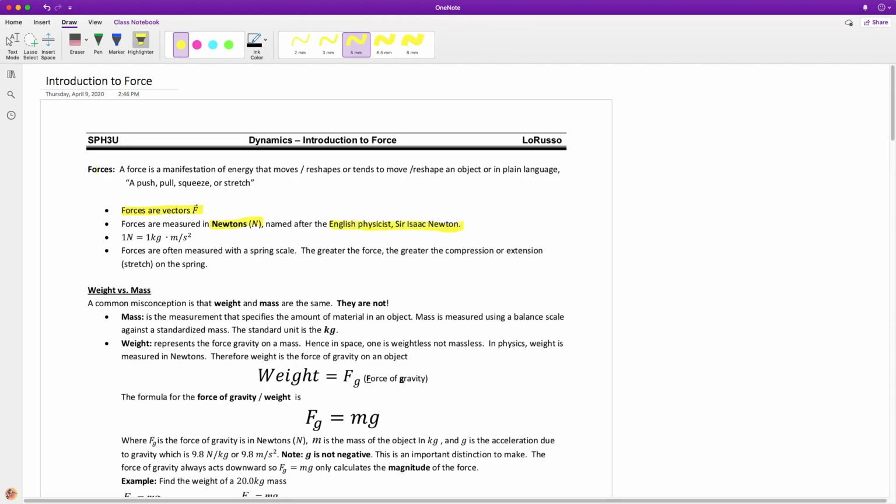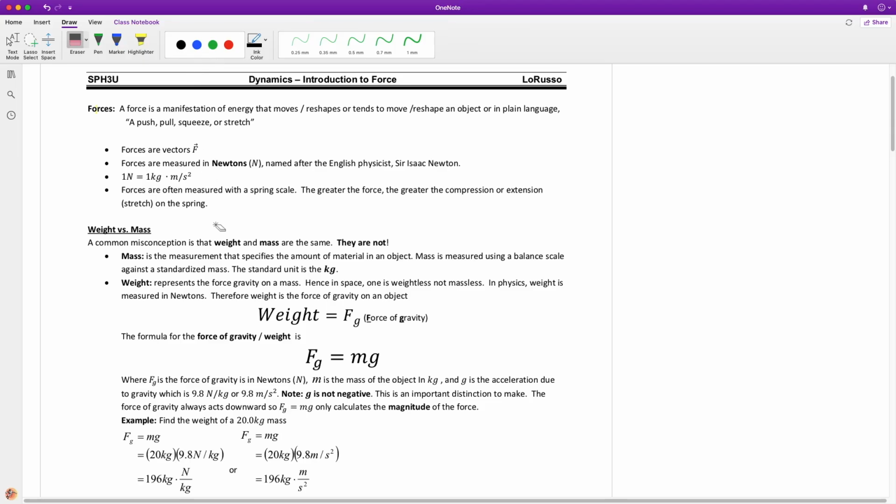Forces, not surprisingly, are measured in a unit called newtons, which quite obviously is named after English physicist Sir Isaac Newton. A newton is defined as 1 kilogram meter per second squared, and this unit will at this moment make 0 sense to you. It won't be apparent what that means until we take a look at Newton's second law, which will be in the next lesson. Forces, the way they are measured traditionally, are with a calibrated spring scale, similar to what you would find in a grocery store or on a scale that you have at home, based on the compression, squeezing, or extension, stretching of a spring.